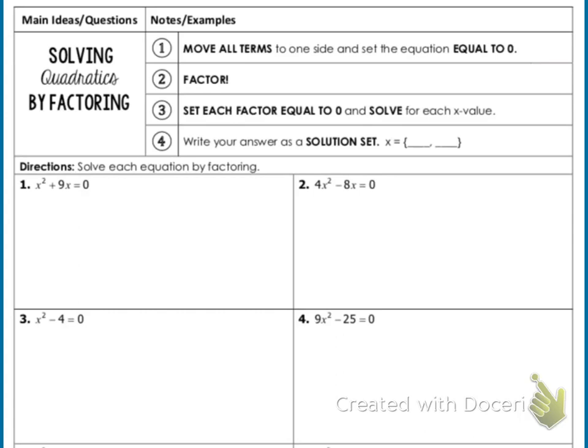Step 2 is to factor the quadratic. Number 3, set each factor equal to 0 and solve for each x value. And then 4, finally, write your answer as a solution set. You can do them just like this. Sometimes I'll just say x equals and then x equals, or maybe I'll even write them as an ordered pair. But that's not necessarily the way we always have to do that, so I'm going to cross that out.